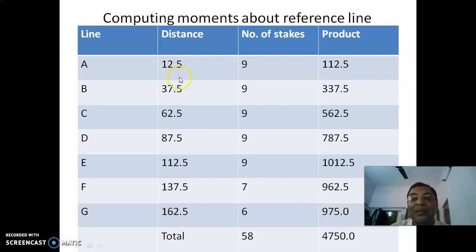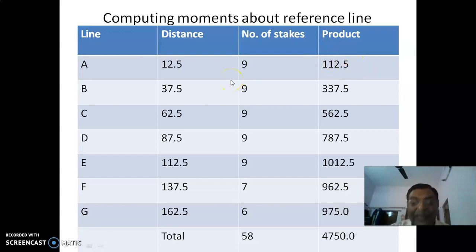This distance is all in meters. Of course, we should have written here, computing moments about the reference line, distance in meters. You should have written meters here. So, 12.5 meters distance for line A, and along that line you have a number of stakes, 9, and 9 times 12.5 is the product.